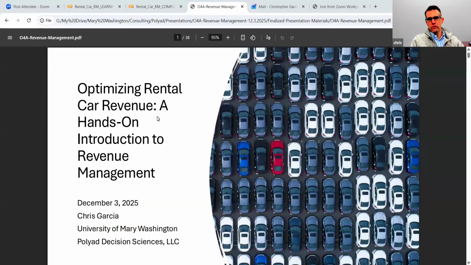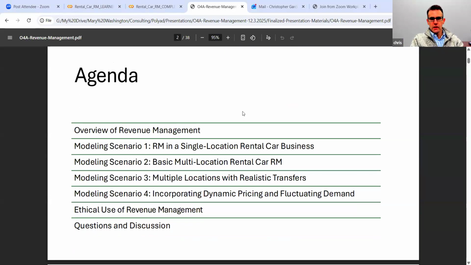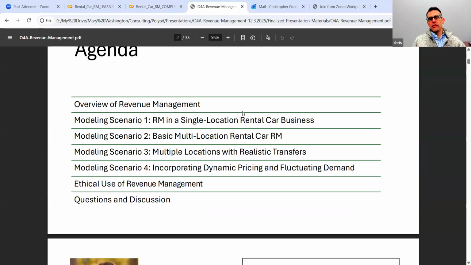We're going to work through a number of scenarios in the rental car industry here. So I'm just going to go over a brief agenda here. So again, as I mentioned, we're going to get a 30,000 foot view of revenue management and kind of see what this discipline is all about.